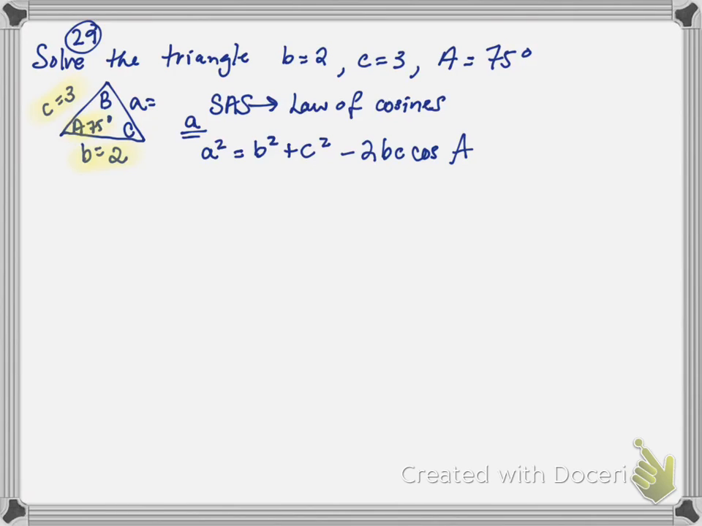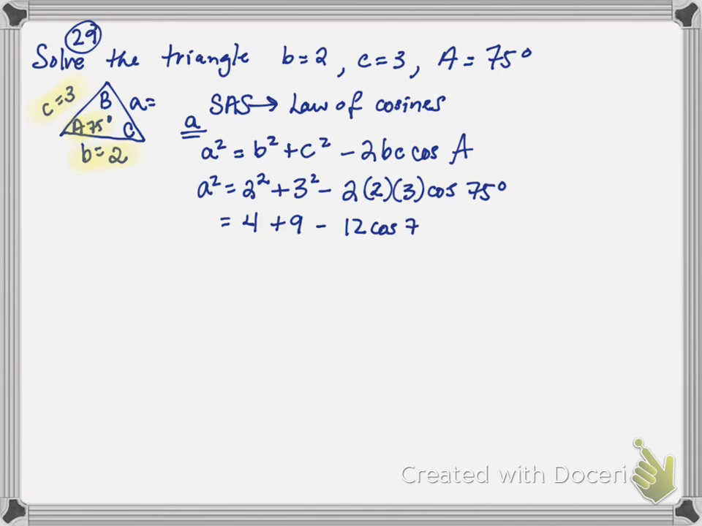So I'm looking for side A. So A squared equals B, which is 2, we're going to square that, plus C, which is 3, we're going to square that, minus 2 times 2, which is side B, times 3, which is side C, cosine of 75 degrees. And when we work out the math, 2 squared is 4, 3 squared is 9, 2 times 2 is 4, and 4 times 3 is 12, cosine of 75 degrees, and it equals A squared. Okay, so 4 plus 9 is 13, minus 12 cosine of 75 degrees, and this equals A squared.